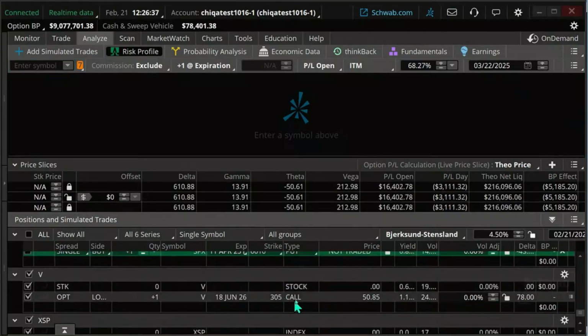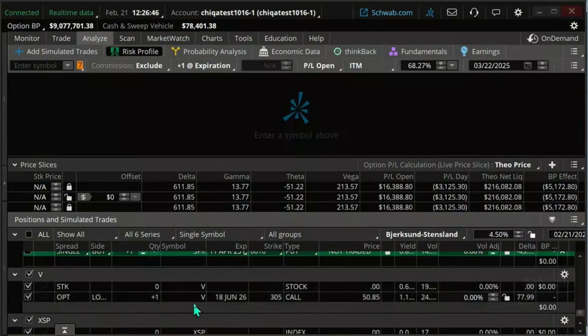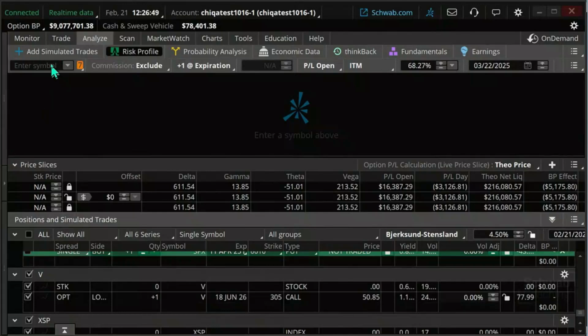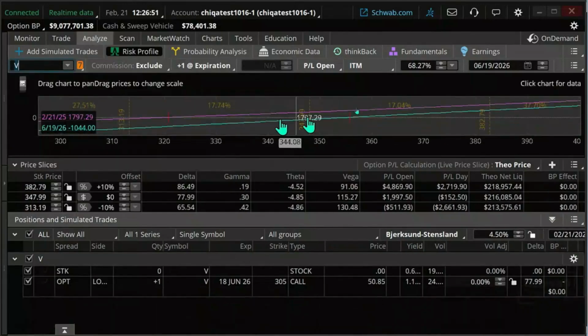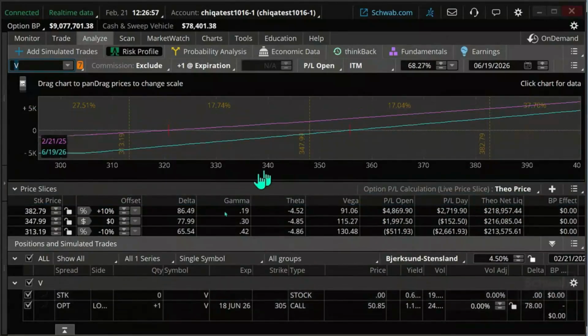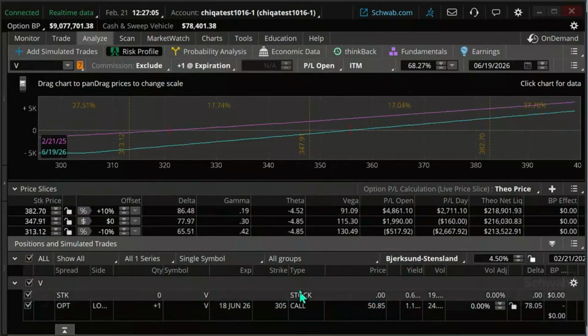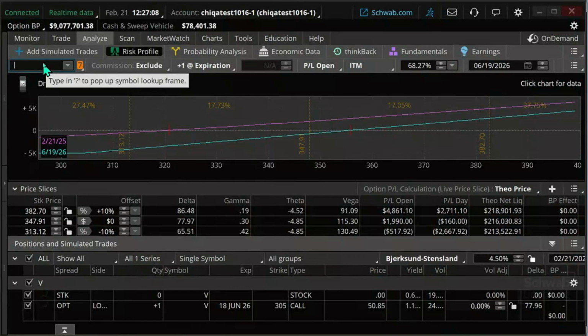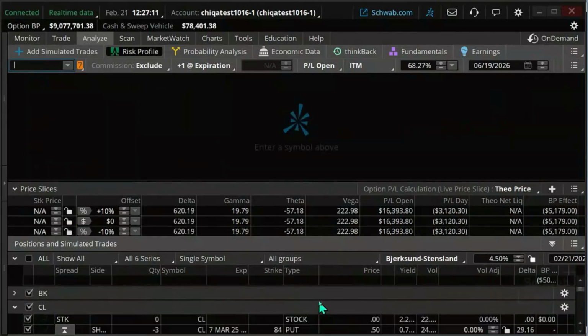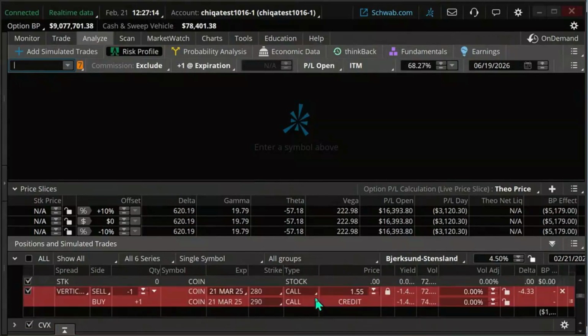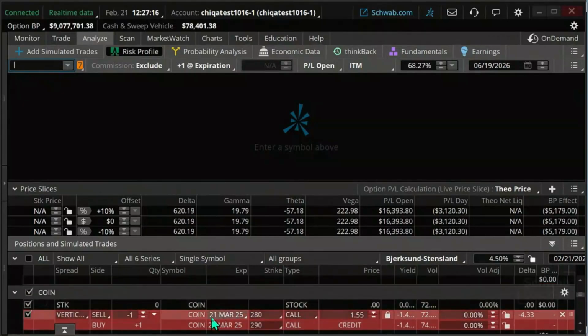Notice on these ones that are in black, I can't X them out because they're a trade that we currently have on. We can't just delete it. Now we can choose not to look at it. So if I go to Visa, I'll just pull this up real quick. I have a graph up here. If I want to look at it without it, I can just uncheck it and notice it disappears up here. So you can look at both trades that you currently have in and trades that are simulated trades.